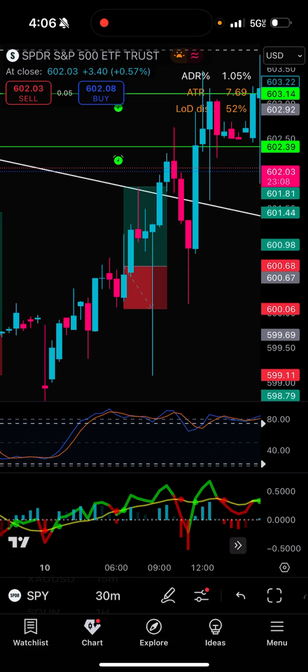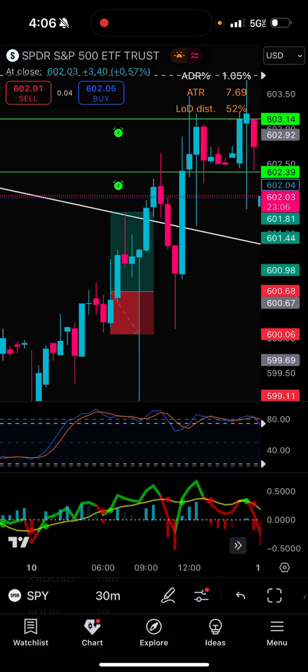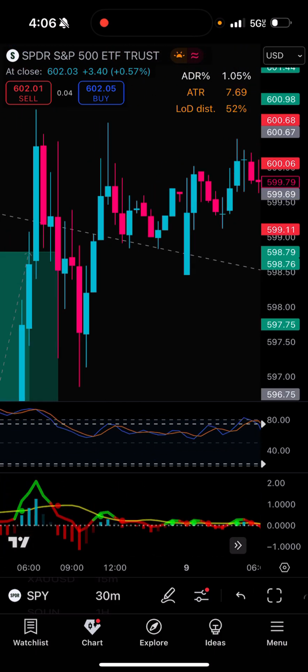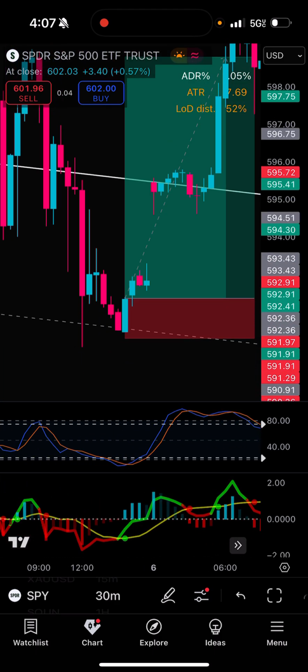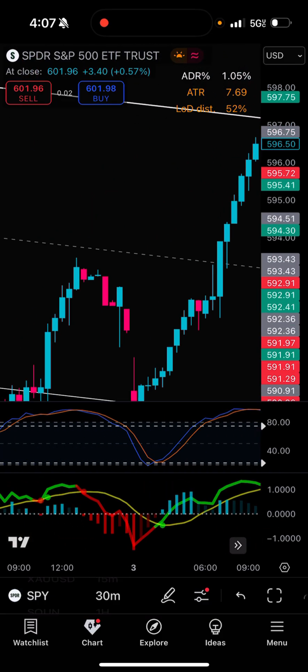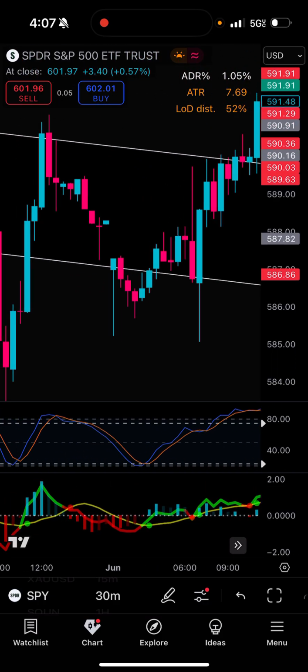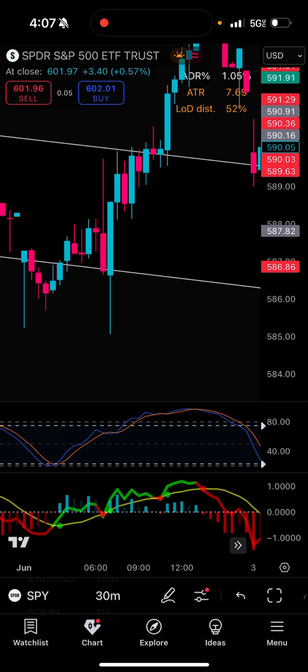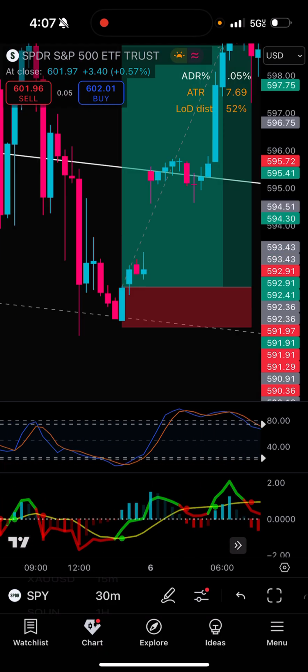Let me see what's a good example that I can use. I want it to be very, very clear on what I can use here for an order block. There's a lot of very clear order blocks, but I want to get something a little bit clearer to understand. I think there was one over here that I can use.